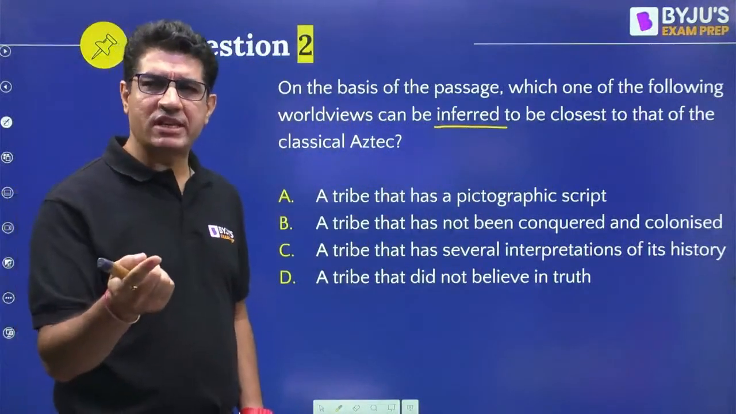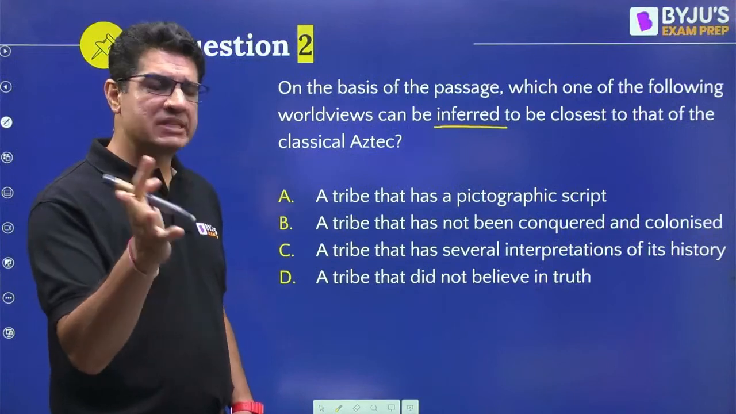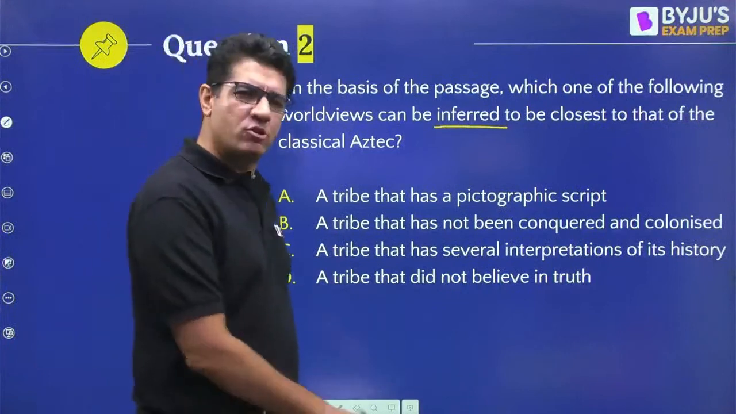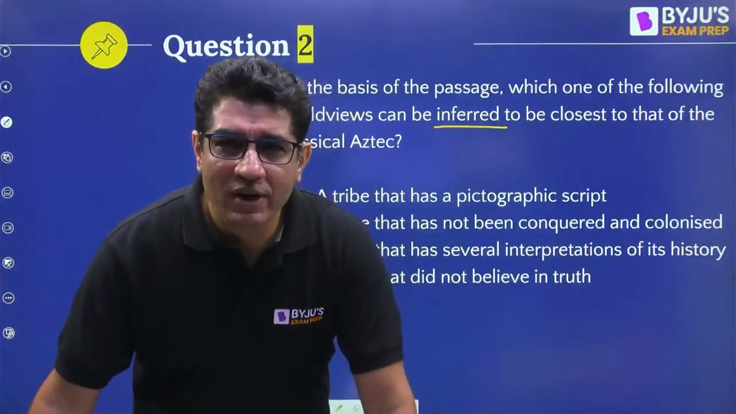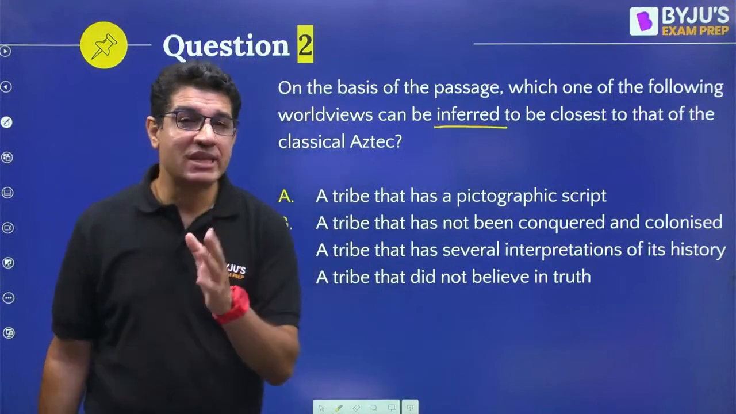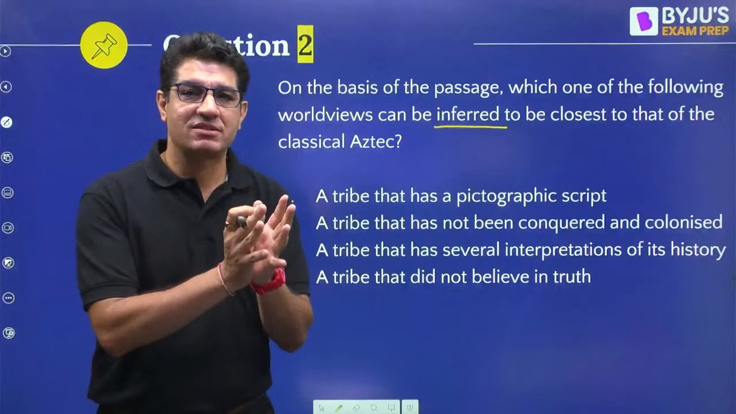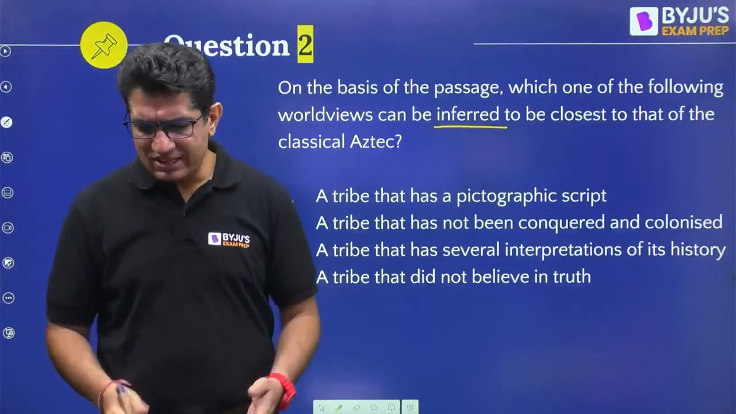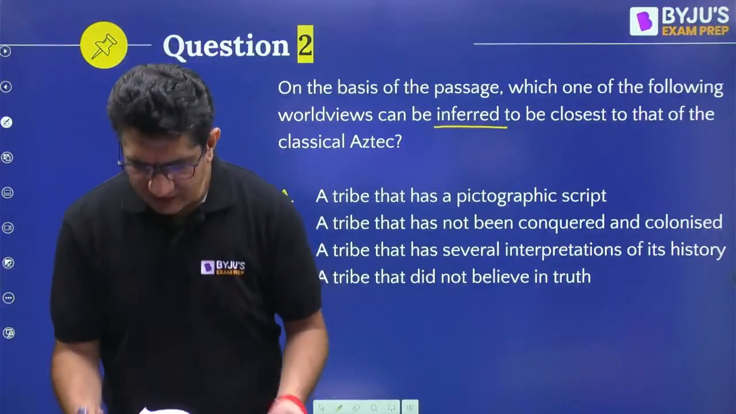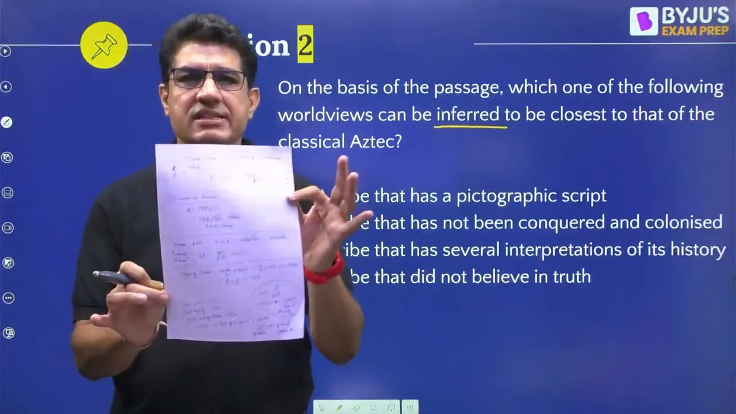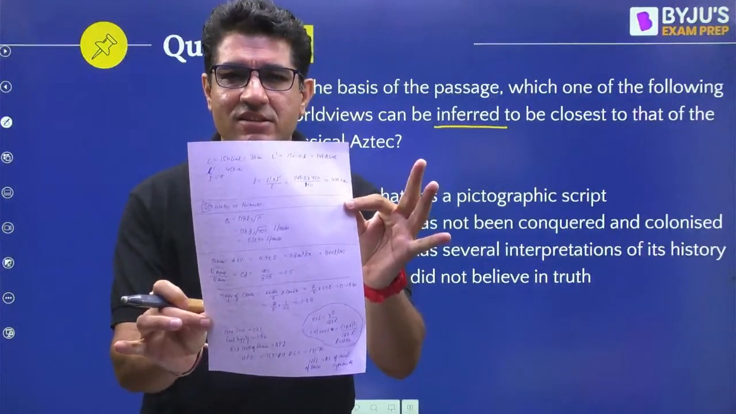So, whenever we come across an inference-based question, what do we do? True, false, can't say. Okay, how about A? A tribe that has a pictographic script. True, false, can't say. What is a script? We know that they have what has been termed as a pictographic text. So text is basically a piece of writing. For example, when I look at them, I have a page lying in front of me. I'd say that this is text. Your textbooks are texts. Your newspaper is full of text.